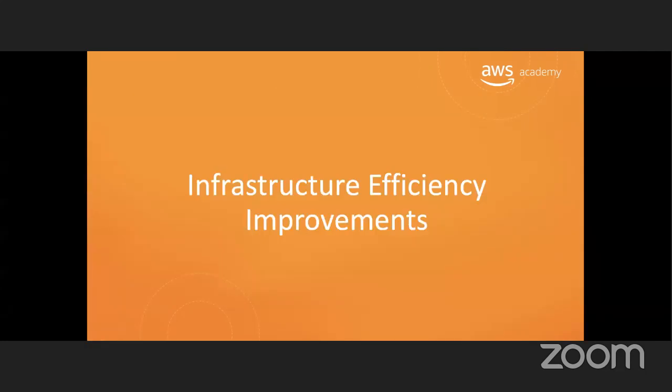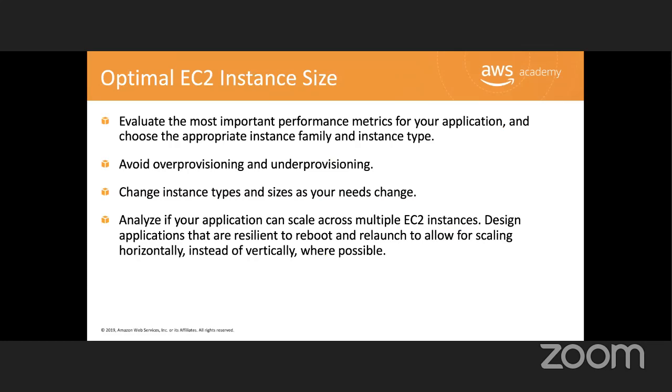So the improvements of the infrastructure efficiency. We have here to have the optimal EC2 instance size. You can evaluate the most important performance metrics for your application and choose the appropriate instance family and instance type. That's super important, right? You should have like a design document. You know, it could be in PDF or it could be in Excel or anything, just to have like a table of all the things that you have to create. And then you can start thinking about the family and the instance type. What are we going to choose for this particular EC2 instance? It's bad practice to create it just when you start architecting. That's not good. It should be designed before you start, right?